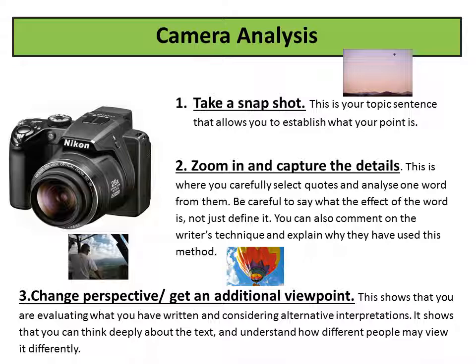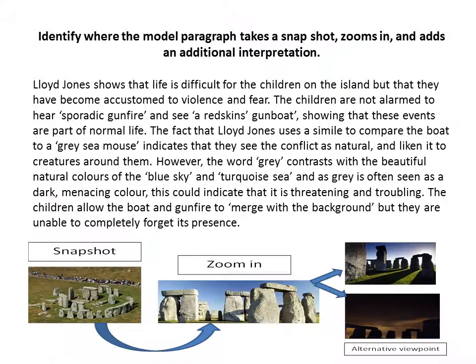So to give you another example, which is taken from Mr. Pip by Lloyd Jones, on the next slide, Lloyd Jones shows that life is difficult for the children on the island, but that they have become accustomed to violence and fear. Okay, that's your snapshot. That's in a simple sentence what you're talking about in that paragraph. Your zoomed in detail then.